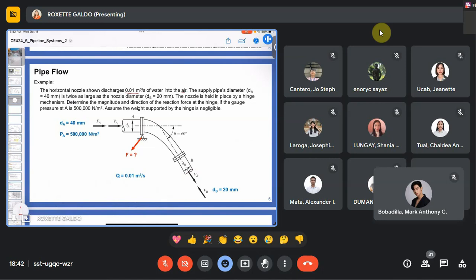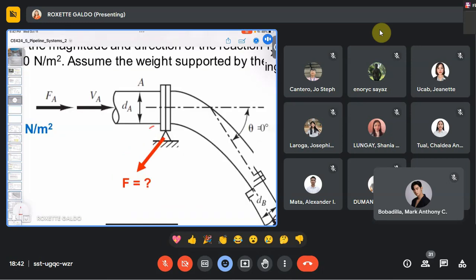So the nozzle is held in place by a hinge mechanism. So it is hinged in this part, which holds the nozzle. Now, we are asked to determine the magnitude and the direction of the reaction force at the hinge, if the gauge pressure at A is 50,000 Newton per square meter, and we are to assume the weight supported by the hinge is negligible. I mean to say, we are asked to solve for the force here.